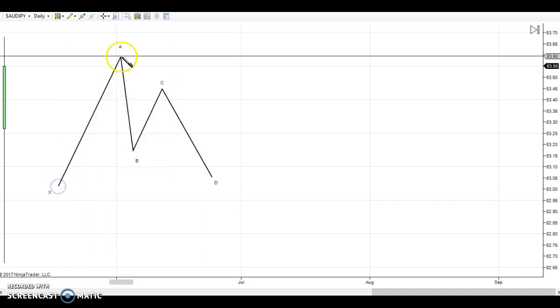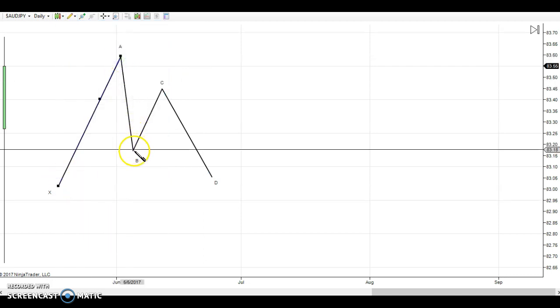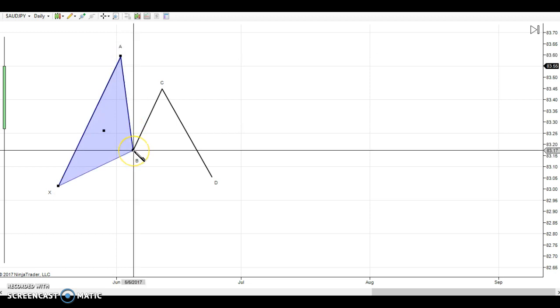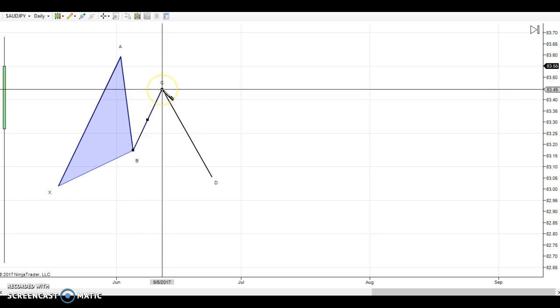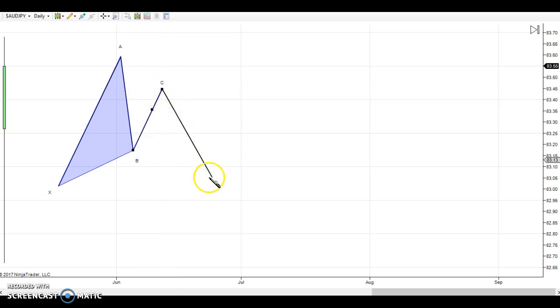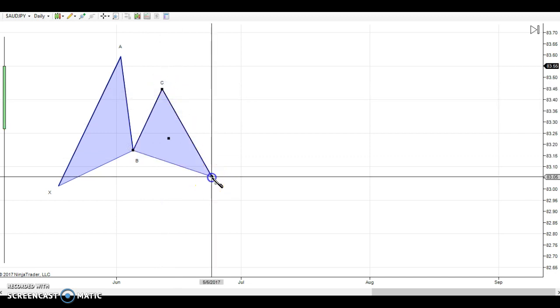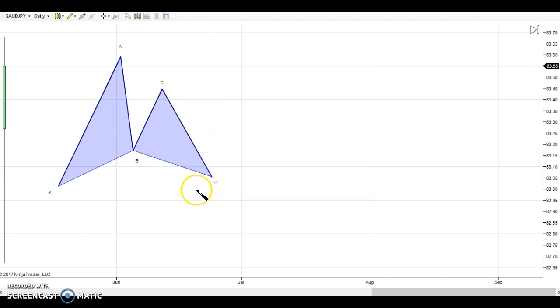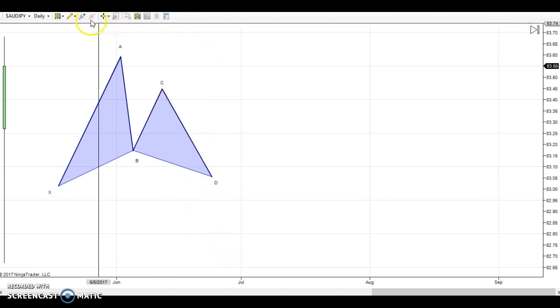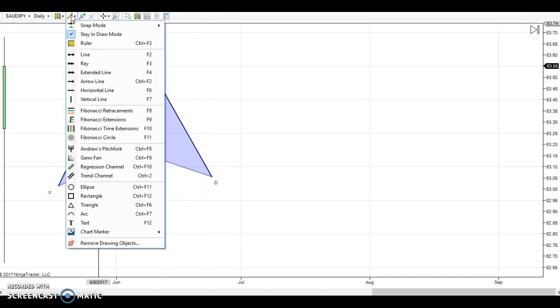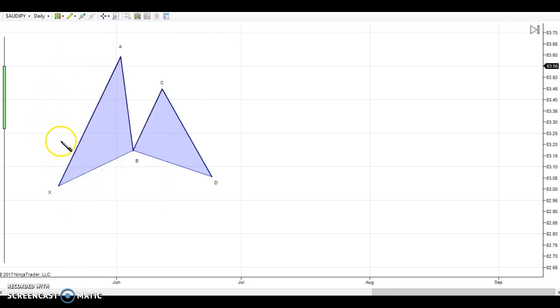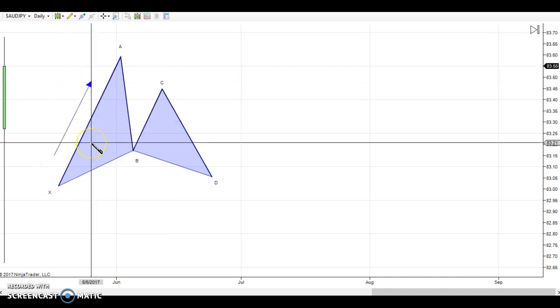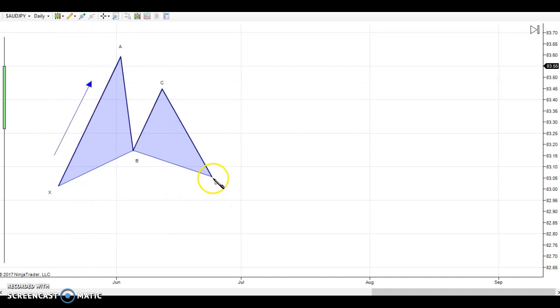So we've got X to A to B, 61.8% retracement. B to C, again, is 61.8% retracement. And then our D is a 127.2% extension. Okay, now which way do we enter the market? Bullish or bearish? Well, you want to enter the same direction as your impulse leg. So our impulse leg was bullish, so here we'll want to be bullish.